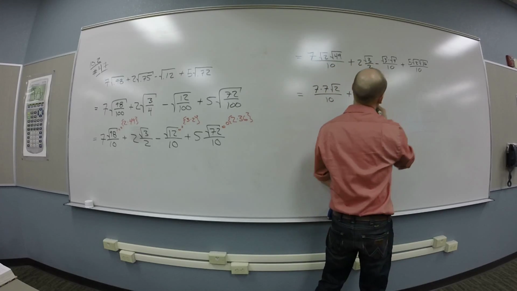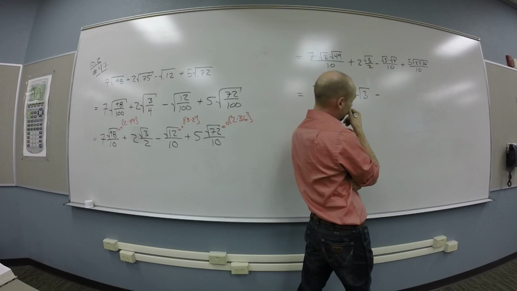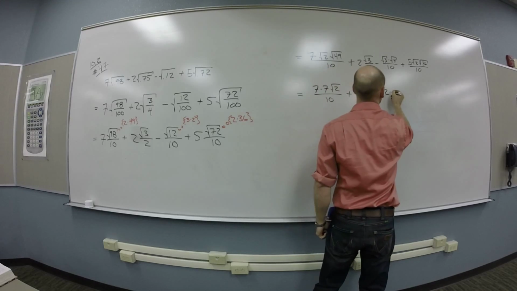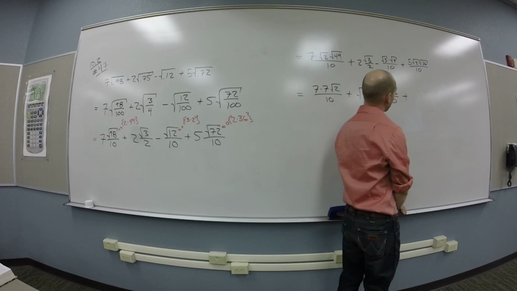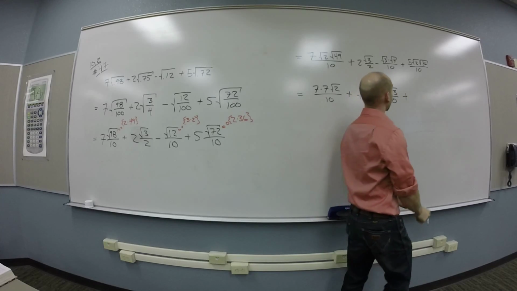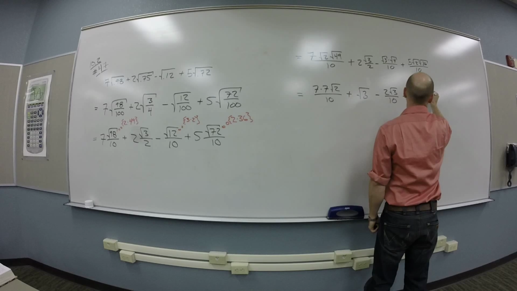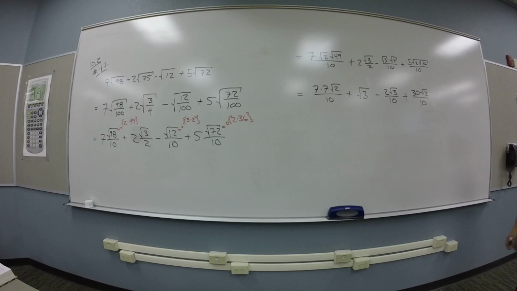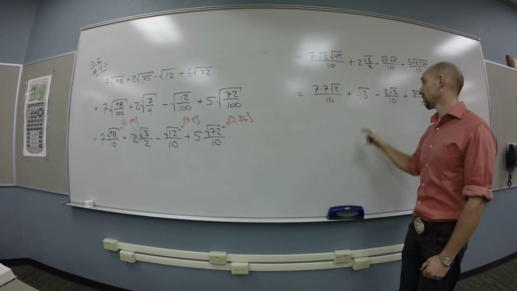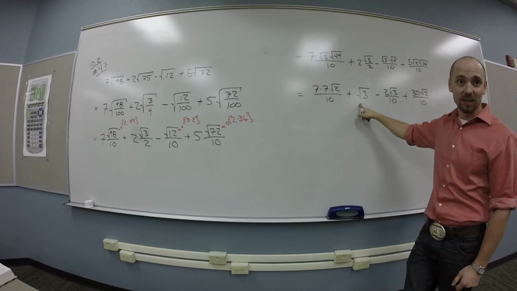Okay, and then I got, how about this guy? What's that turn into? 2 square root of 3. 2 root 3's over 10. And this other guy is 30 root 2's over 10. Okay, done with that. All right, so which of these are like terms? All of them except for root 3. Well, I mean, root 3 is 10 root 3 over 10.